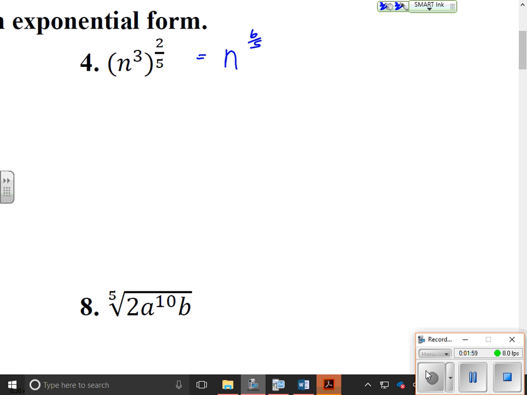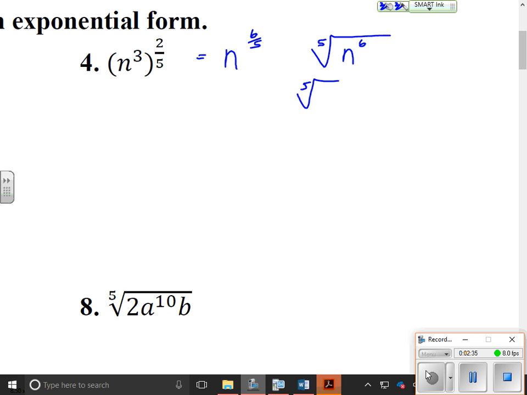You have to make sure you know your fraction rules. When you multiply fractions, when you add fractions, you know how to do that correctly. Then if we want to translate this into radical form, the denominator is our index, and 6 is our exponent. But since the index is 5, if we have at least 5 of something under the radical, we can simplify this more.